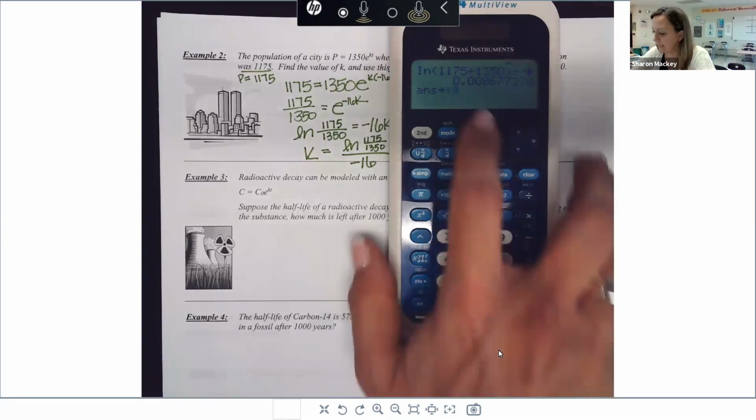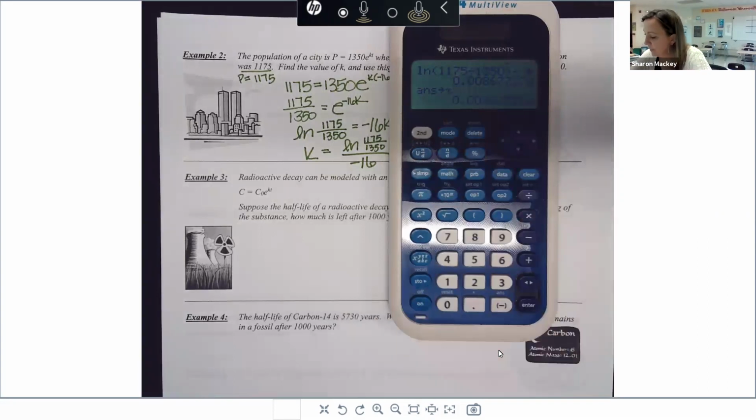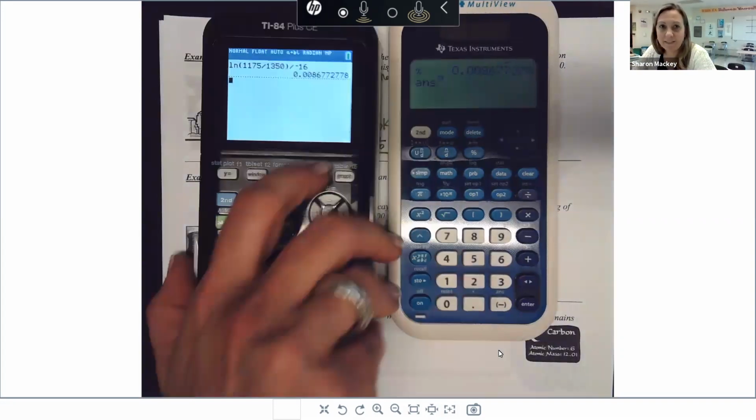And notice that here it says Ans is going to go in for X, and then you press enter. And what that means is that anytime you press X, it's going to be recognized as that number, okay? If you were to do this on the graphing calculator, let me put that in here real quick. All right, so again, on the graphing calculator, I got this value.